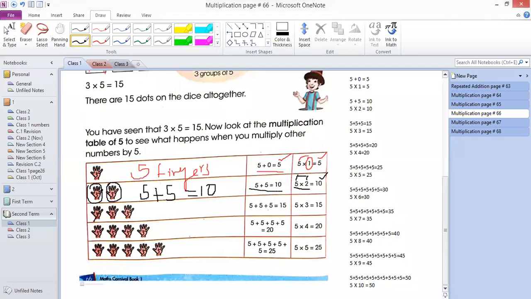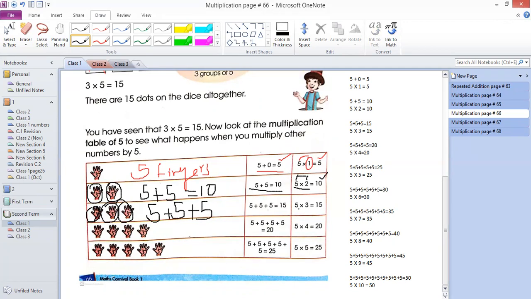This is group 1, group 2, and group 3. There are 3 hands, or I can say there are 3 groups of 5. How many total fingers are there? For that, you will have to add 5. How many times? 3 times, because there are 3 hands. 5 plus 5 plus 5.